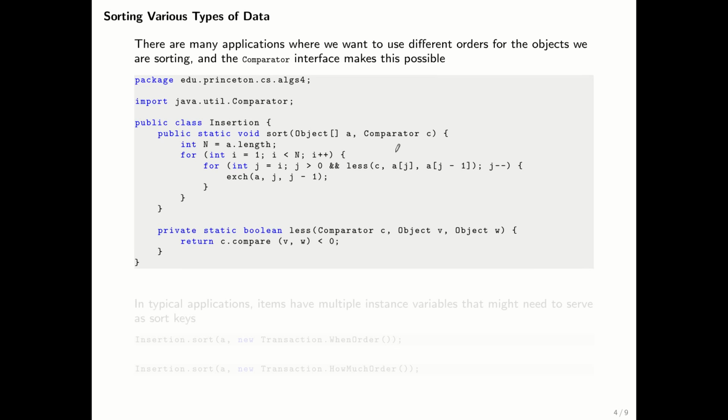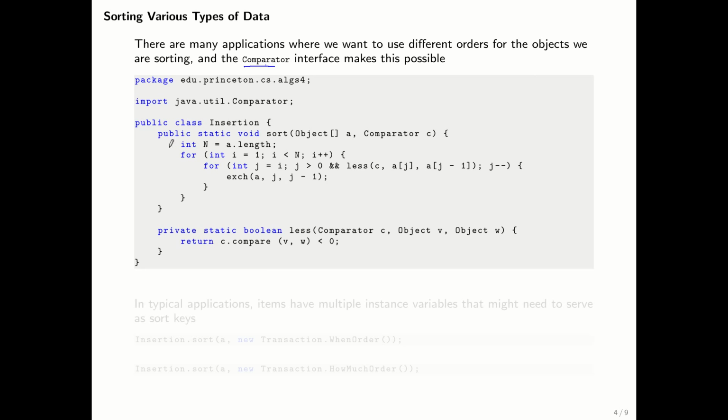Now, there are many applications where we want to use different orders for objects that we are sorting, meaning we want to support alternate orderings. So how do we do that? Well, that's where we make use of the comparator interface. It's that interface comparator that Java gives us that makes alternate orderings possible.